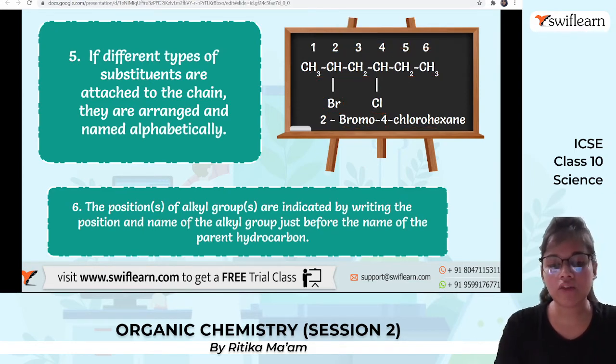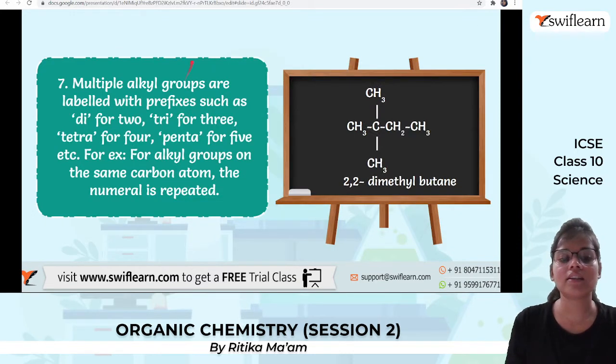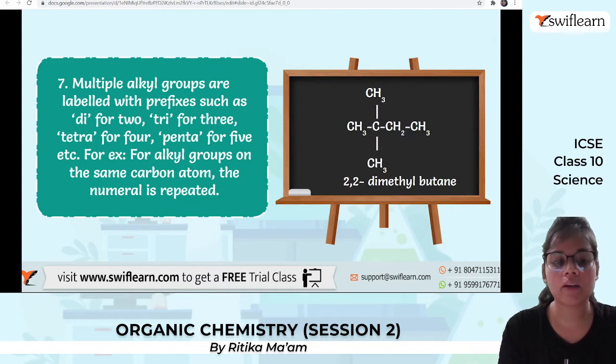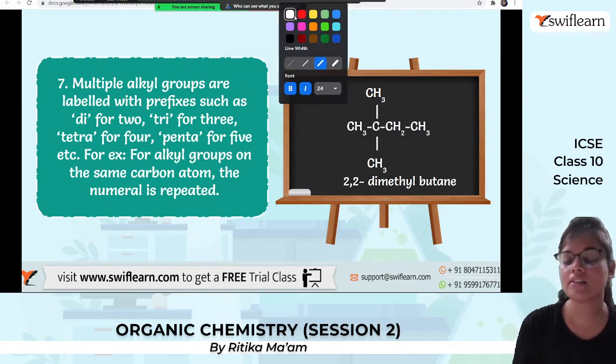The positions of alkyl groups are indicated by writing the position and name of the alkyl group just before the parent hydrocarbon. Next, if multiple alkyl groups are present, then we label them by prefixes such as di, tri, tetra, penta, hexa, etc. And for alkyl groups on the same carbon, the number is repeated.